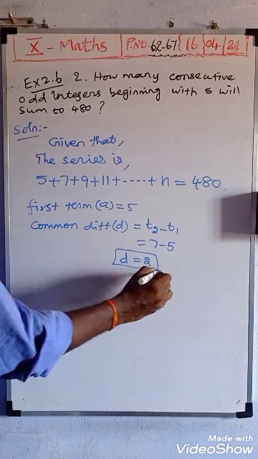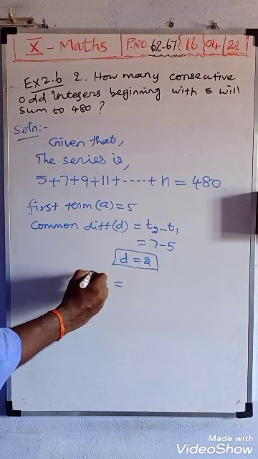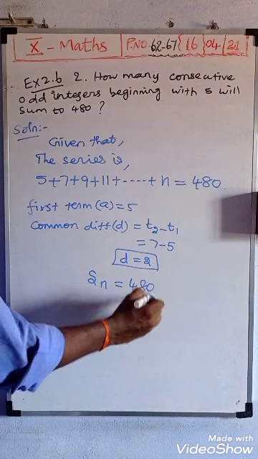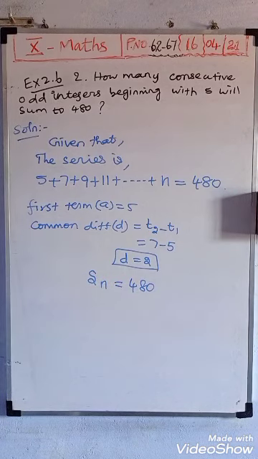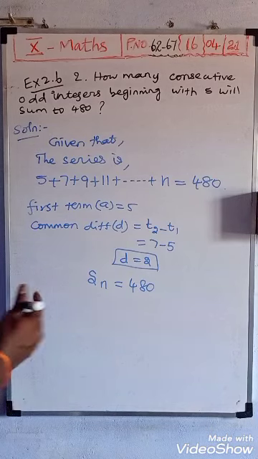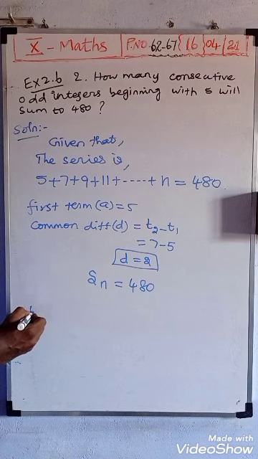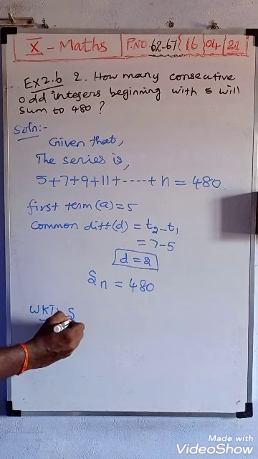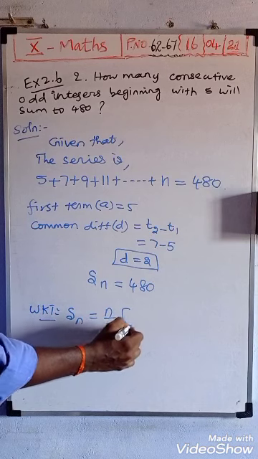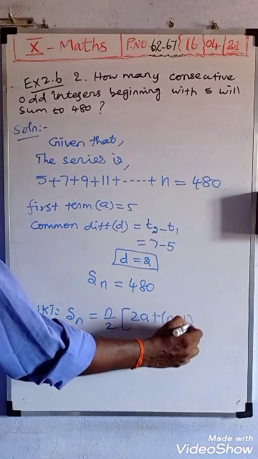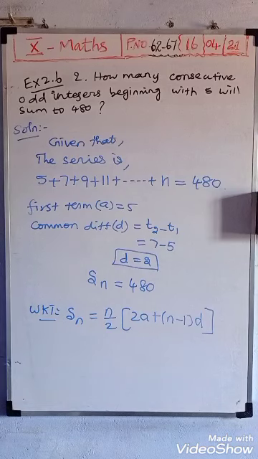So here the sum of the terms that should be added, Sn, is equal to 480. Now we know the Sn formula. Sn is equal to n by 2 into 2a plus n minus 1 into d. Because your last term is not given, we use this formula. We can use that formula or this formula also, and we will receive the answer.